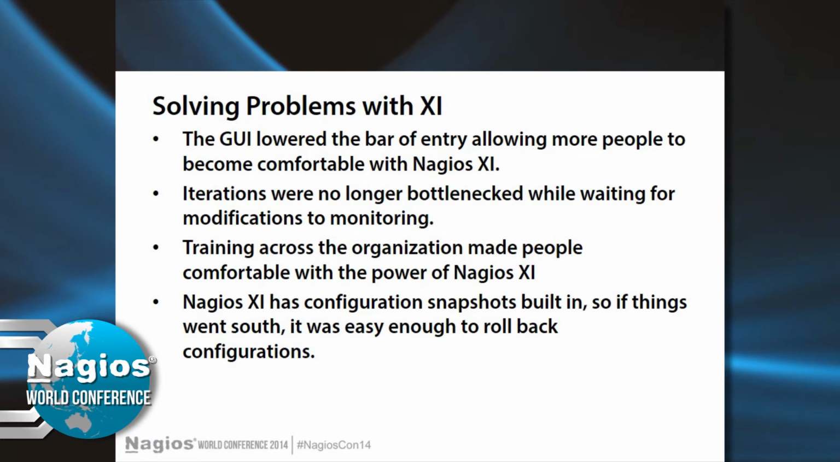And because Nagios XI had configuration snapshots built in, when things went south, it was easy to roll back, and we didn't have to worry about revision control. Now, separately, Nagios XI has the ability to do weekly backups and monthly backups. You can hang on to those for long periods of time. By default, Nagios XI stores 20 configuration snapshots. You can keep more than that if you want to. My company holds on to 90 days' worth of configuration snapshots, just in case we ever want to roll back to a specific setting.